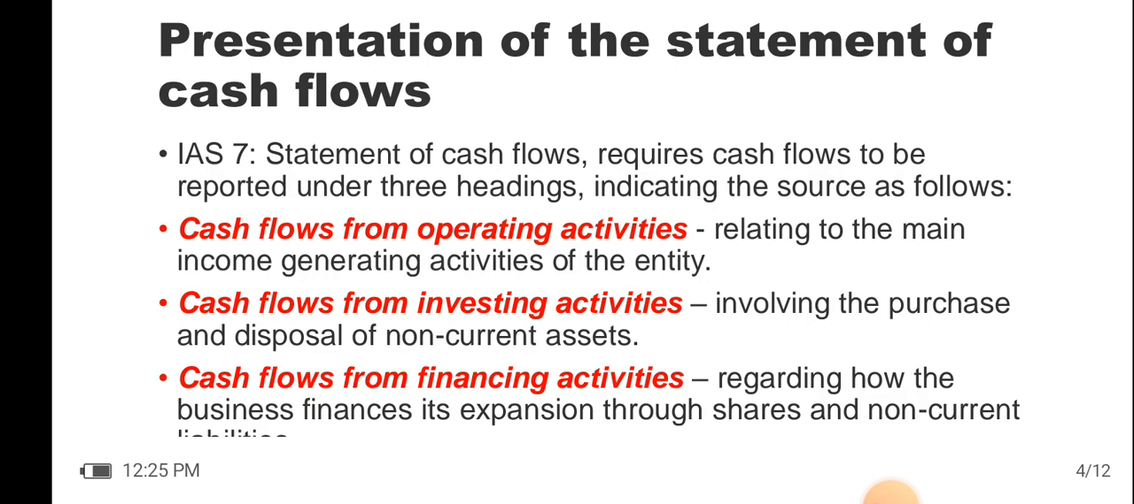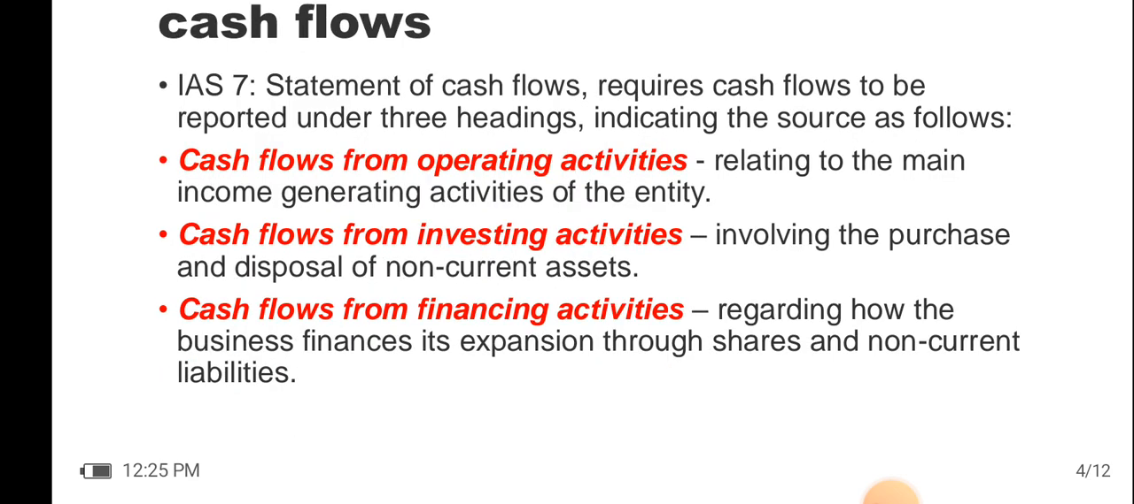Lastly, we've got cash flows from financing activities. This regards how the business finances its expansion through shares and non-current liabilities. So when we issue ordinary shares to the public, we end up receiving share proceeds, or proceeds from issue of shares, and those are accounted for under the financing activities. We have issued shares to acquire finance from members of the public. Then when we also get a loan or funds from a loan facility or repaid that loan, we are also being said to be participating in financing activities. So all those are reported under this heading.